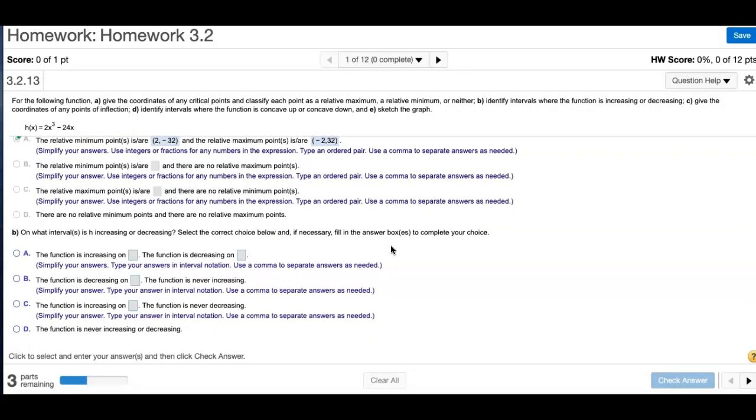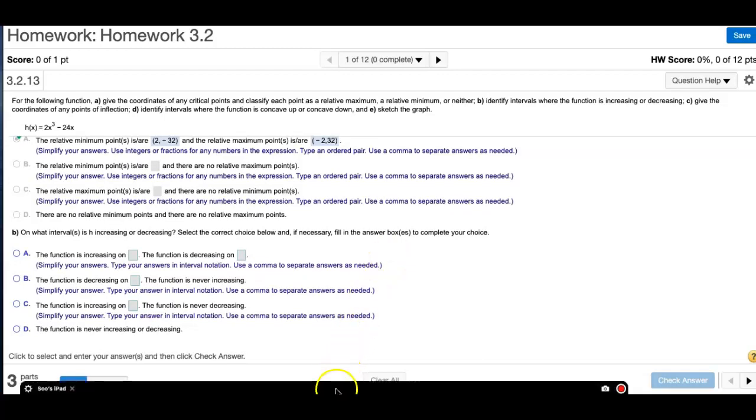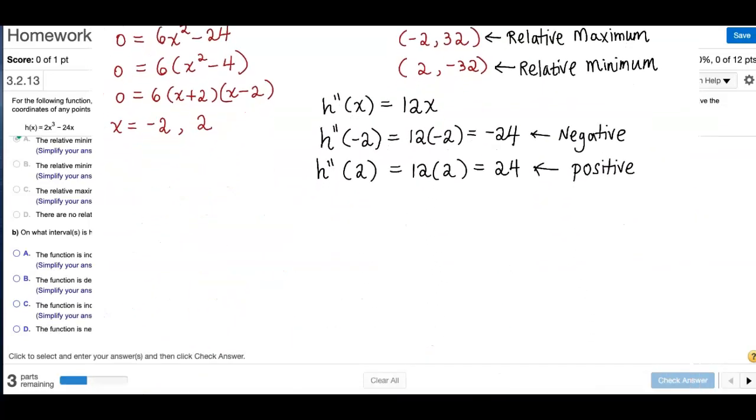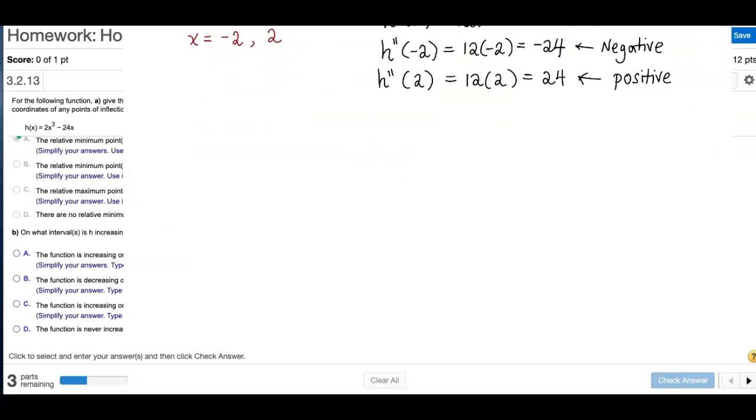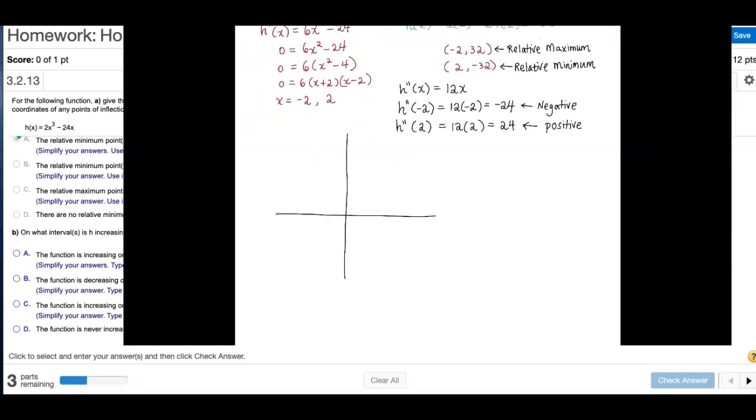Okay. Let's go to part 2. It says, on which interval is h increasing or decreasing? All right. And now we did all the hard work, so I'm just going to use this to find the increasing and decreasing intervals. Okay, if I can find my Apple Pencil. Where did I just put it? Oh, it's right here. All right, hold on. So building on what we have so far, I'm going to sketch a quick picture, okay? I will plot negative 2, 32.